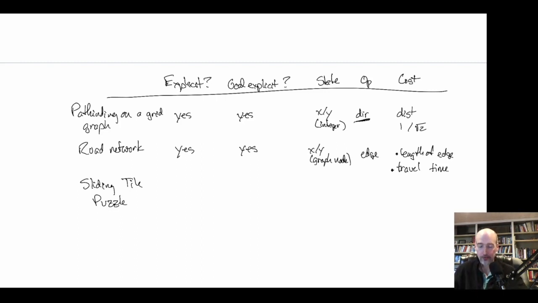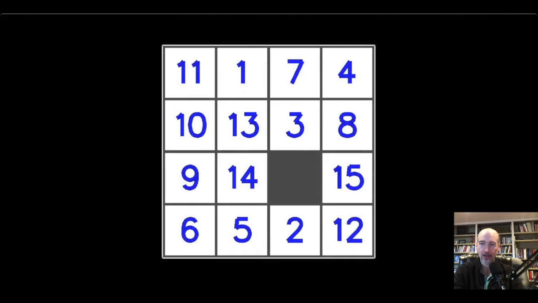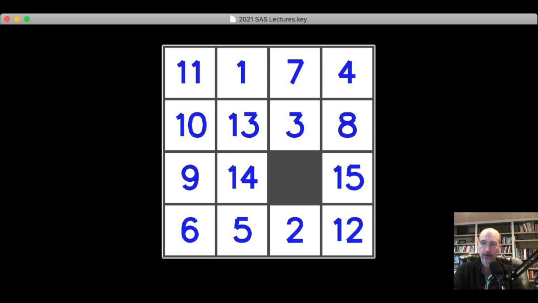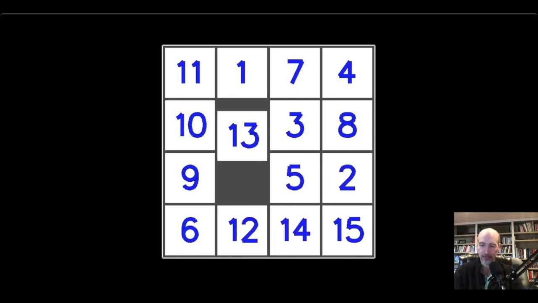The sliding tile puzzle is something that in the 1890s was very popular, so this is a much older puzzle. But people were trying to solve this and didn't necessarily understand the mathematics of that state space. To look at what the sliding tile puzzle looks like, it's something like this, and this would be an example sequence of operations that solves the sliding tile puzzle.